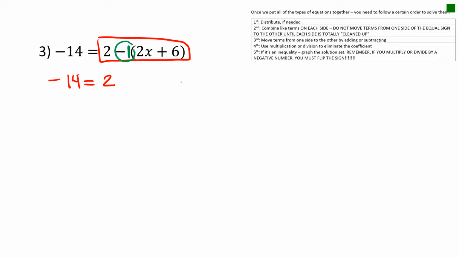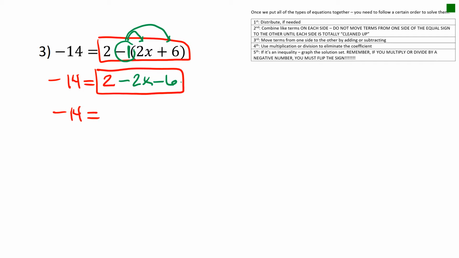So now I'm distributing negative 1 times 2x, which is negative 2x, and negative 1 times 6, which is negative 6. Still have to do my cleaning up on this right-hand side. So negative 14 equals, now sometimes you have to work a little harder, guys. 2 is a number, negative 6 is a number, negative 2x has a variable. So the 2 minus 6 I get to put together as negative 4, and then I leave the minus 2x.